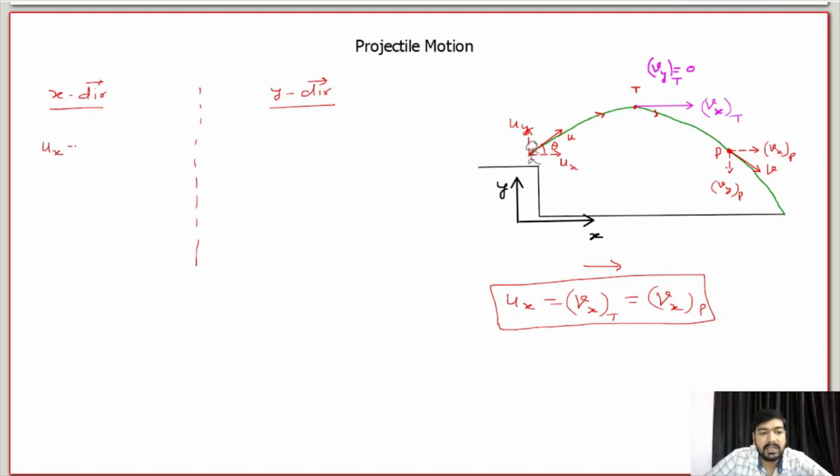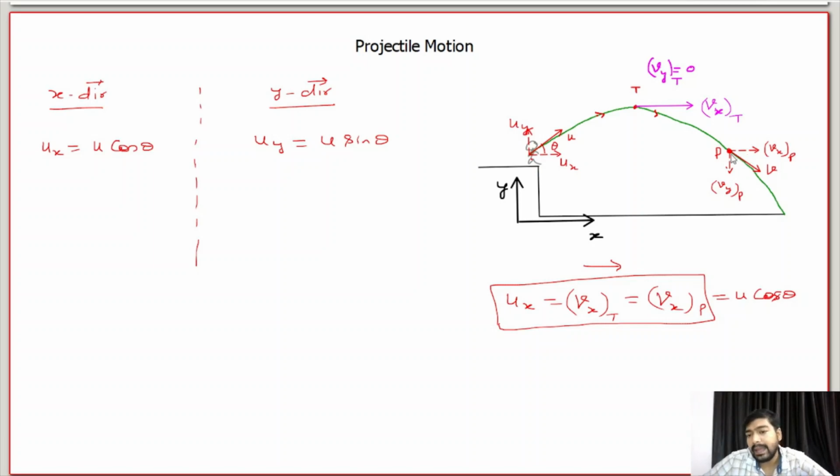So ux, that means initial velocity in x direction is u cos theta, whereas in y, uy equals u sin theta. Clear? Ux is u cos theta.